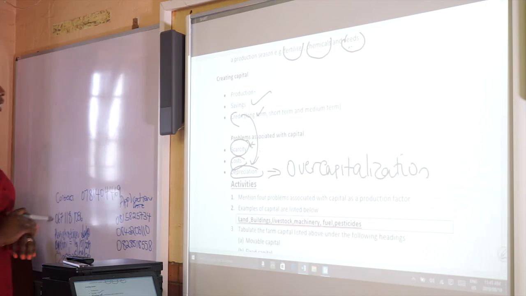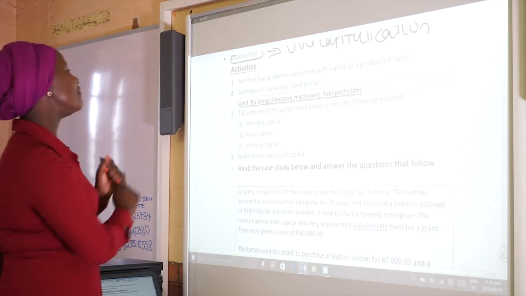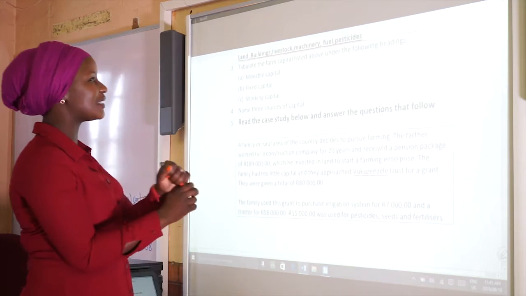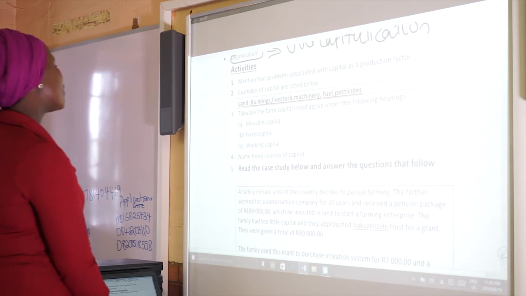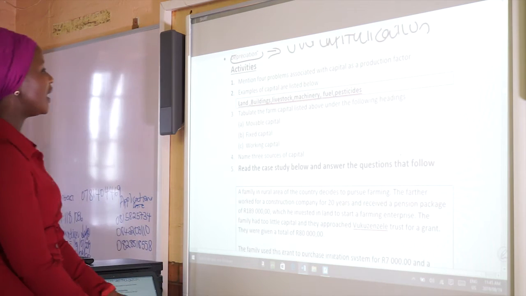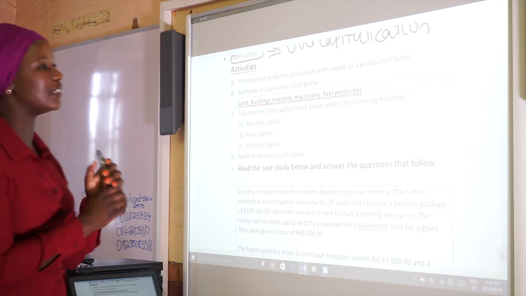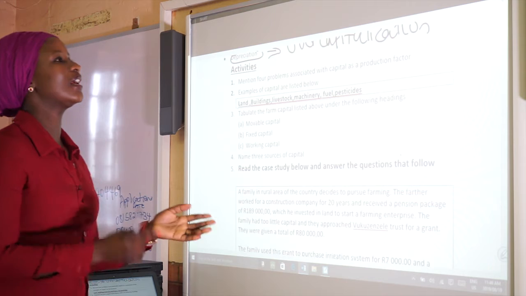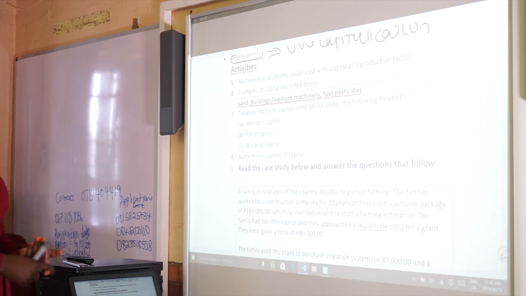So when we're moving down here, we've got activities for this small portion of work that we have just gone through. The first question is: mention 4 problems associated with capital as a production factor. It's going to be very easy for the learners to recall because they can just go to their summary and pick up the problems associated with capital as a production factor, which include depreciation, cost, scarcity, overcapitalization, and sometimes undercapitalization.